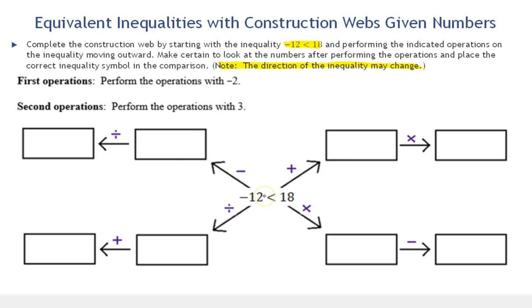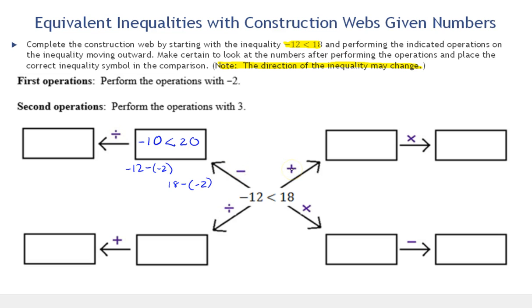So we have -12. I want to subtract: -12 minus -2 is the left-hand side, and on the right I have 18 minus -2. Well, -12 minus -2 is -12 plus 2, which is -10. 18 minus -2 is 18 plus 2, which is 20. And -10 is less than 20. So notice the direction of the symbol stayed the same when we subtracted.